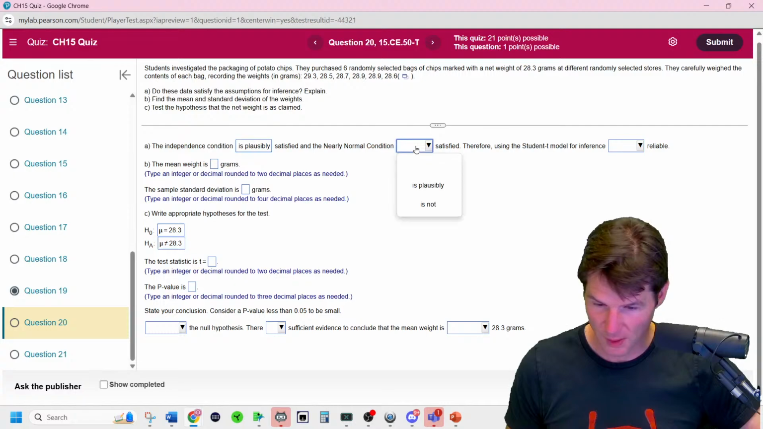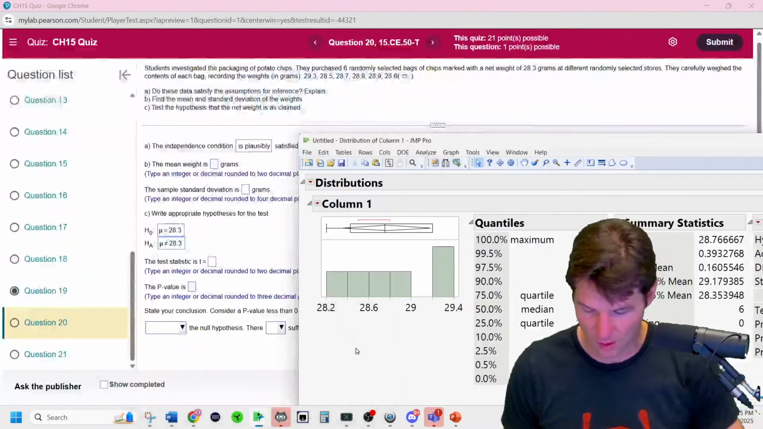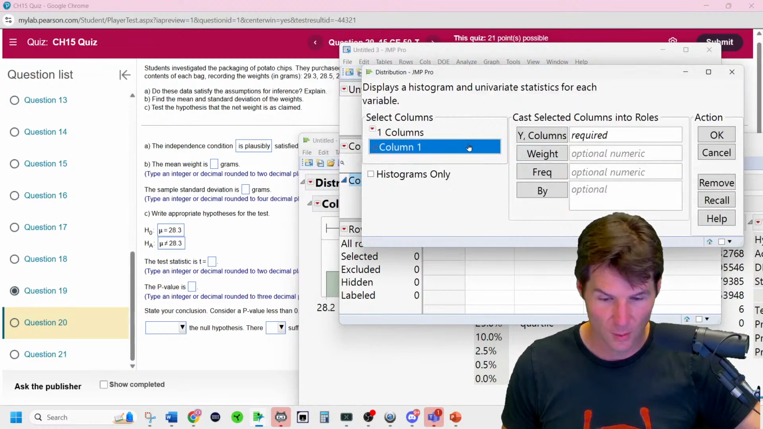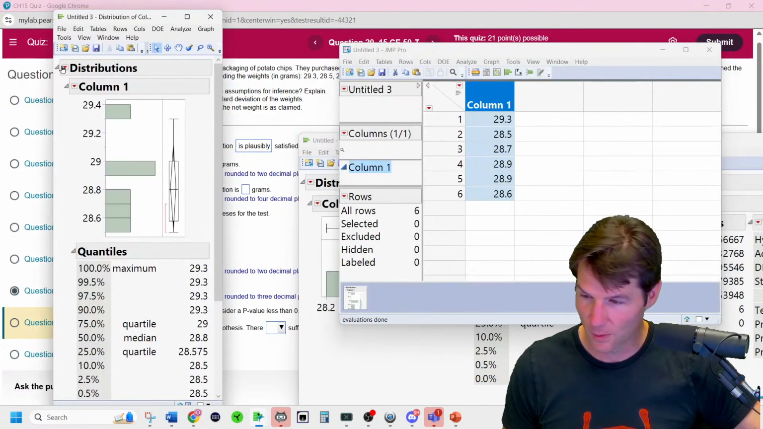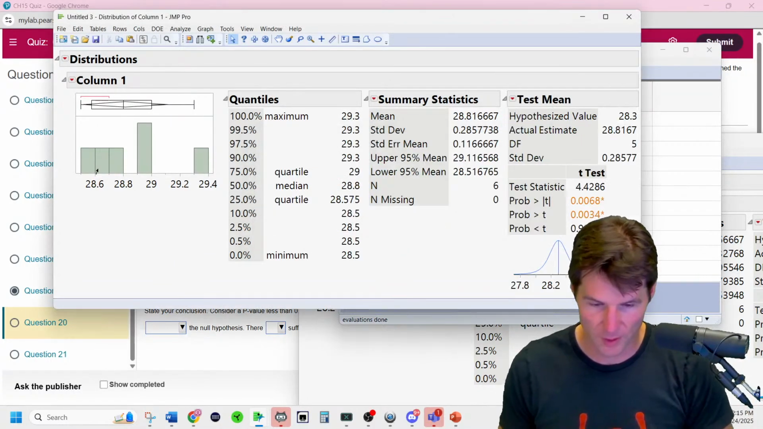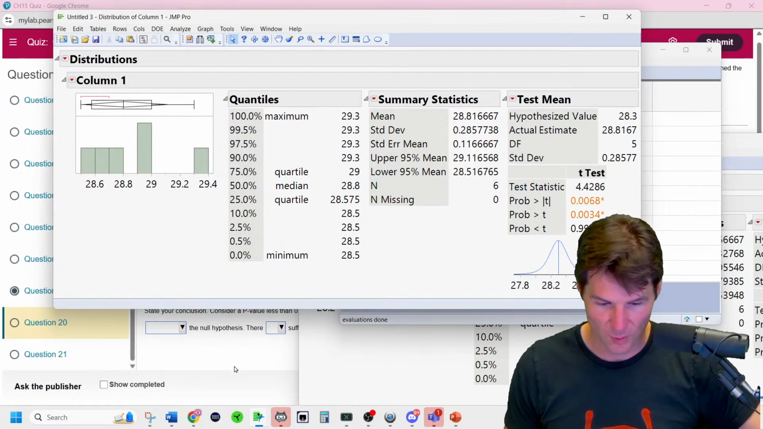This condition is plausible. This condition is plausible. So we could be using this right here. We drop the data in JMP and run the data. We go to analyze, then distribution. Drop in the data. We run it, extract the data, and go to test the mean. We go to 28.3. We got 4.43 as the t.